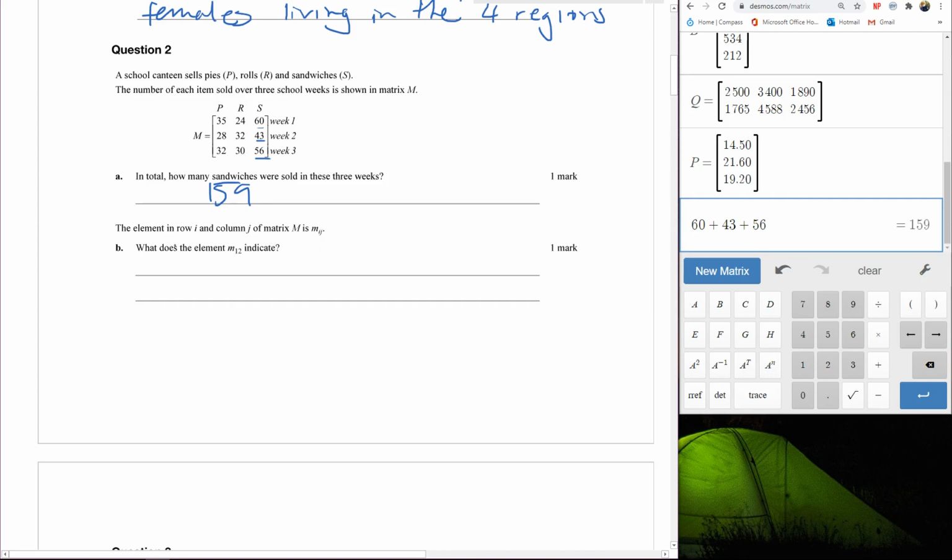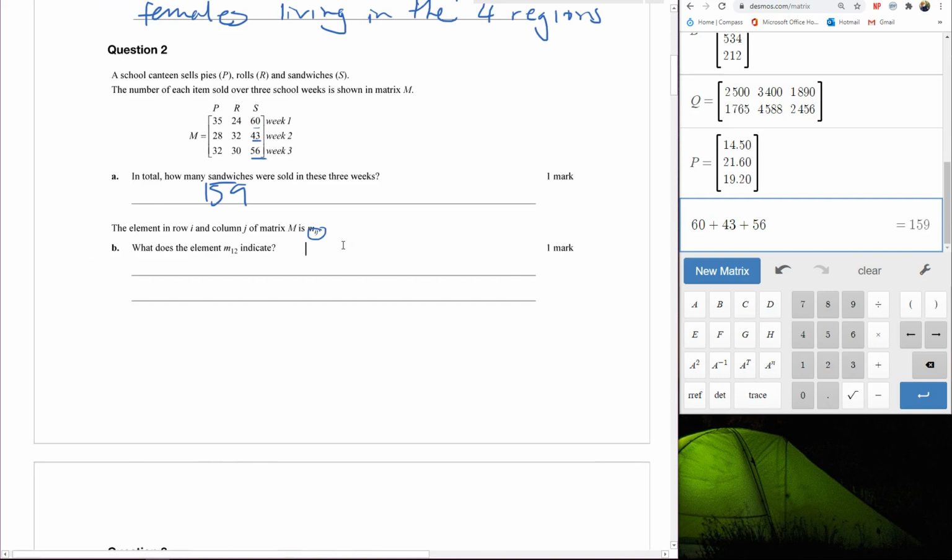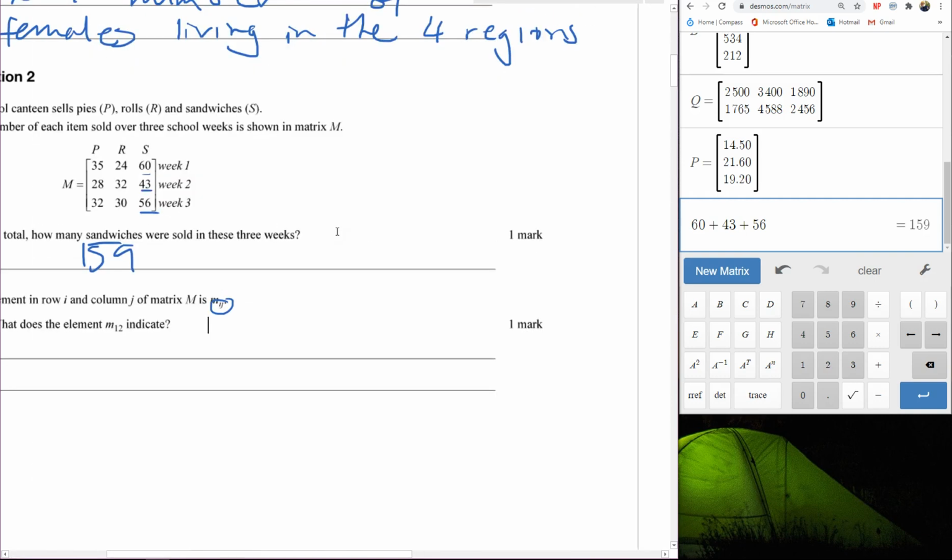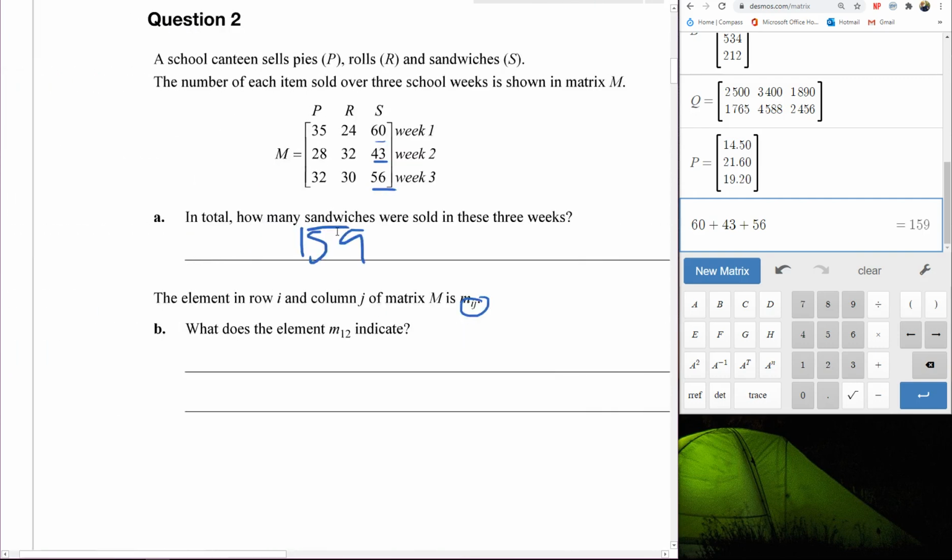The element of row i and column j of matrix M is Mij. So this is now looking at the specific elements in here. Remember elements, I think we looked at this in chapter 5A. Elements are the numbers within the matrix. And Mij basically refers to the first letter being the row, the second letter being the column. So if you look at M12, it's row 1, column 2. So what does the element in row 1, column 2 represent?